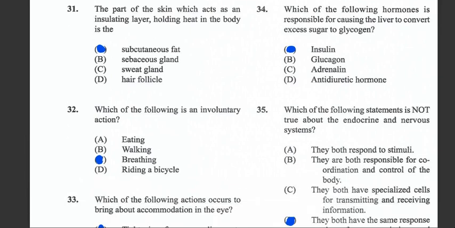Good. Number 31, it says a part of the skin which acts as an insulating layer, holding heat in the body. Here we are talking about the subcutaneous fat.